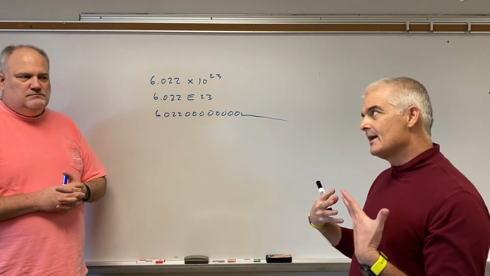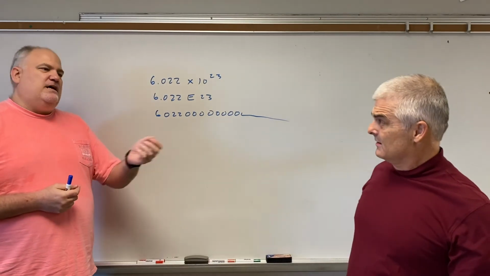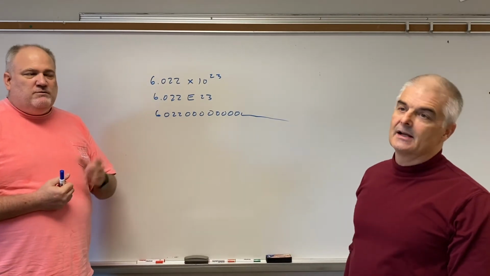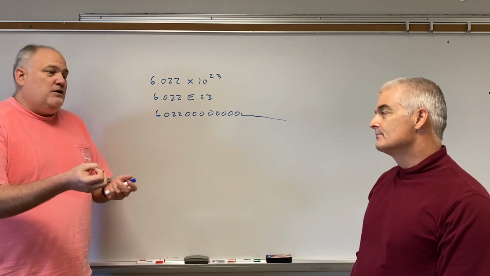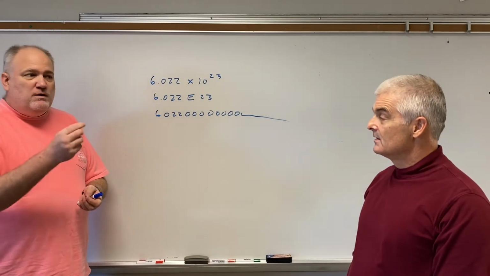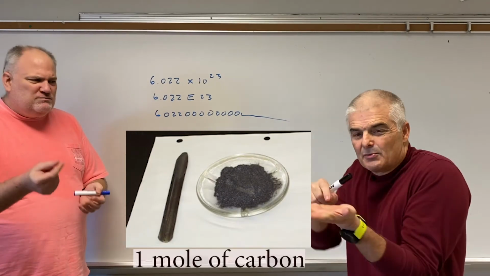Now, why do we have such a crazy big number? It's like a dozen, but why so big? Because atoms are ridiculously small. And what's crazy about this is if we were to take, for example, a chunk of charcoal, carbon, and we took 1 mole of that, it would weigh approximately 12 grams, which is just a small handful.